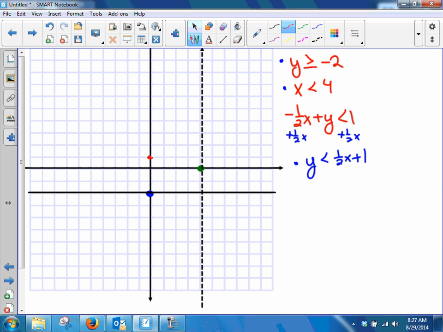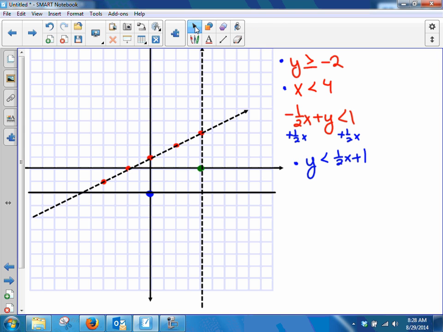And then just graph that one normal. So you go up 1. And then my slope is up 1 over 2. Down 1 over 2. Down 1. Okay, and then this line, because it's less than, it should be dotted as well. All right. Now, we've graphed all of those perfectly fine. Now, the big thing is, where do I shade?